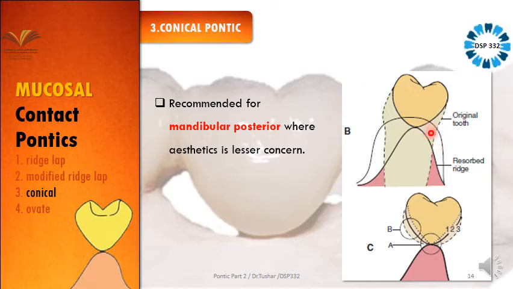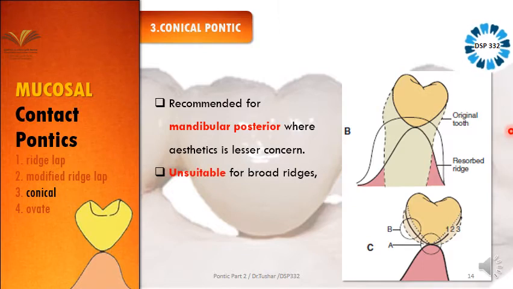So whatever space is there, this space doesn't look aesthetically good. Because of that reason, it is not advisable in the aesthetic zone. But the mandibular posterior comes in the non-aesthetic zone. So we can advise this type of conical pontic with mandibular posteriors.